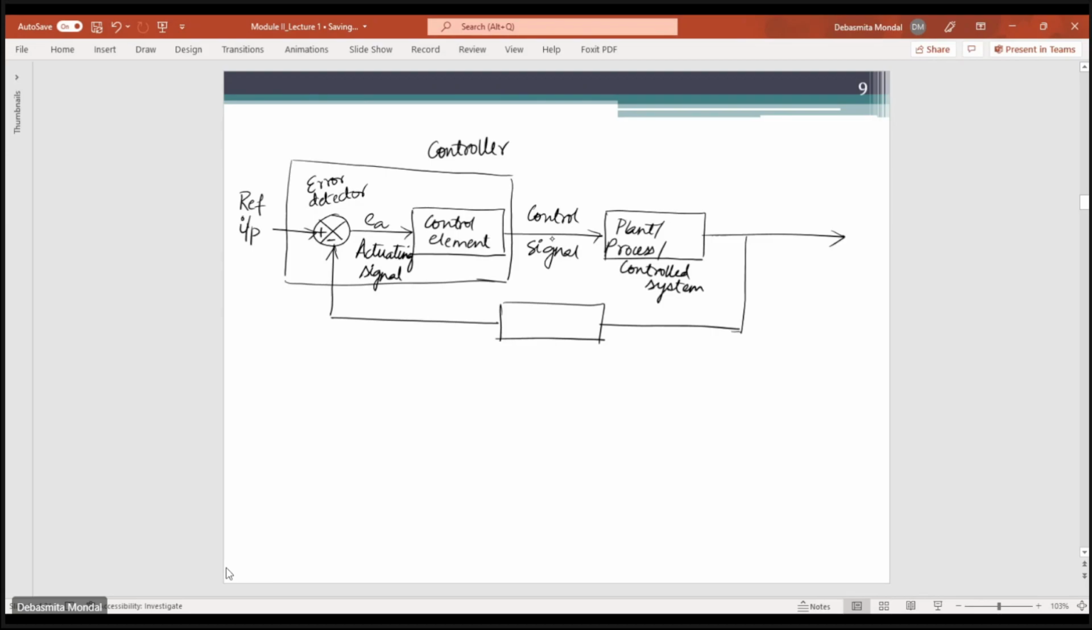system. And this is your output signal, and here you have the feedback element, and this is the feedback signal which is compared with the reference input using this error detector. So this is the basic block diagram of a control system.